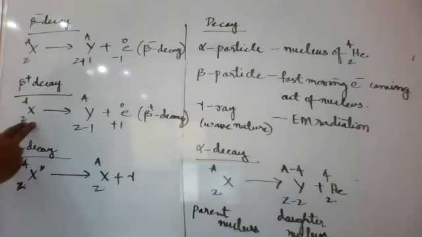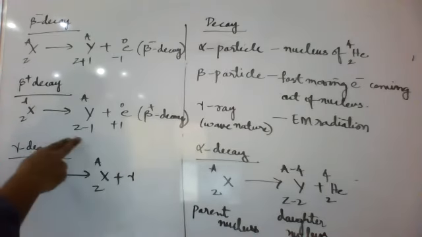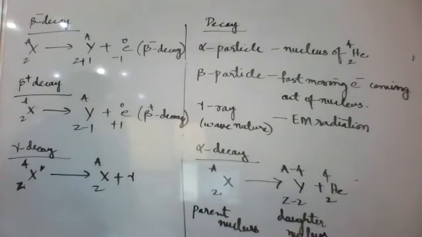Now in beta plus decay, it is emitting a positron. This is the electron and this is the positron. The atomic number reduces by 1, so it will shift one element towards the left. And in gamma decay, the excited nucleus gives out a gamma ray and becomes a stable nucleus.